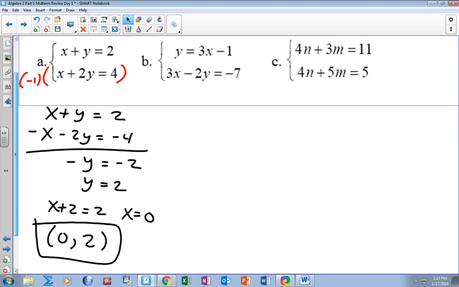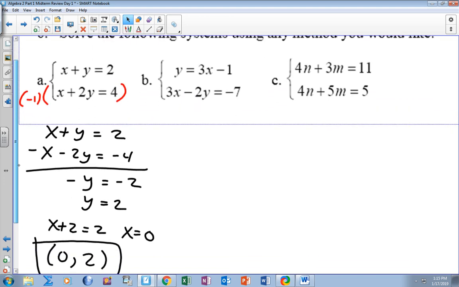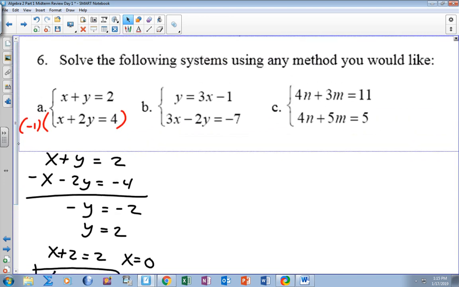The next one, I would use elimination as well, because I would just subtract the 3x from both sides, and automatically the 3x's would be eliminated, right? If we were to use substitution, what we would do is this. We would take this, it says y is 3x minus 1, and I would substitute it in here for y.